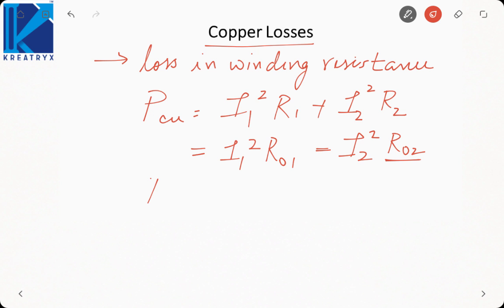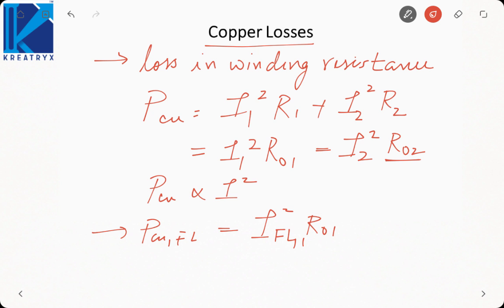So we see that the copper loss is proportional to I square. When we talk about copper loss at full load, we will call it I full load square into R01 on the primary side, or I full load 2 square into R02. I full load 2 means the full load current on the secondary side.